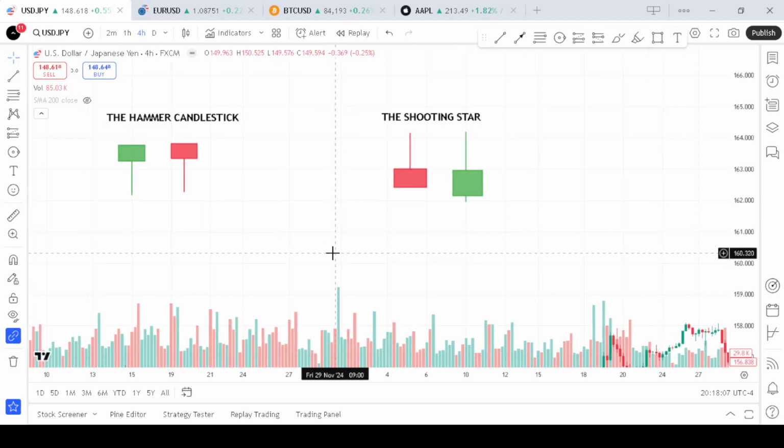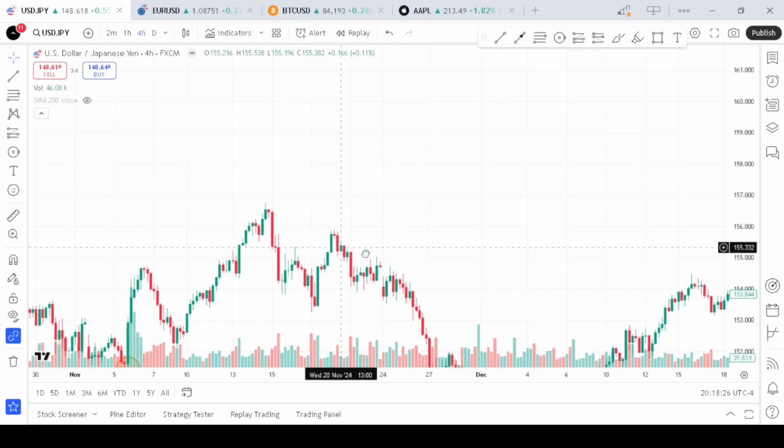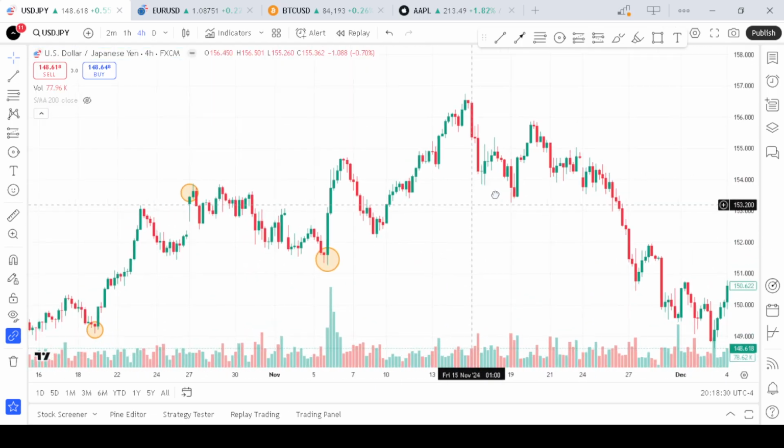So an effective approach to trading the hammer and the shooting star candlestick patterns is by combining them with three essential elements. First of all, we combine it with the trend, the area of value, and our entry trigger, to help us make better informed decisions when trading the hammer and the shooting star candlestick patterns.